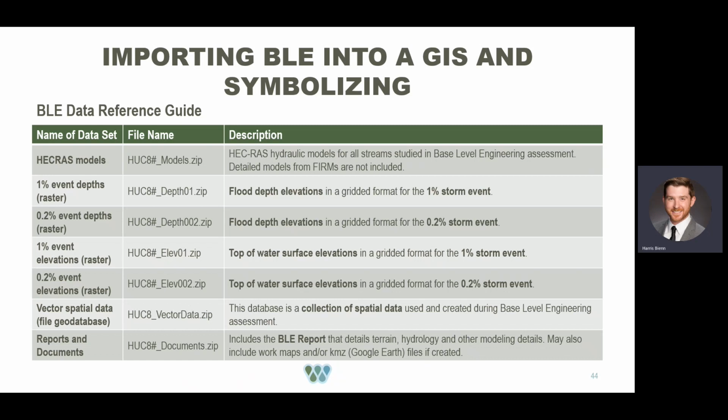The 1% event elevations archive contains top of water surface elevations for a 100-year flood event. The 0.2% event elevations archive includes top of water surface elevations for a 500-year flood event. The Vector Spatial Data Archive contains a zipped geodatabase with a collection of spatial data used or created during the BLE assessment. The Reports and Documents Archive includes the BLE report that details terrain, hydrology, and other modeling details.